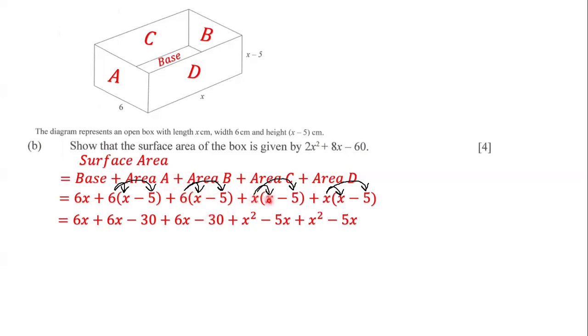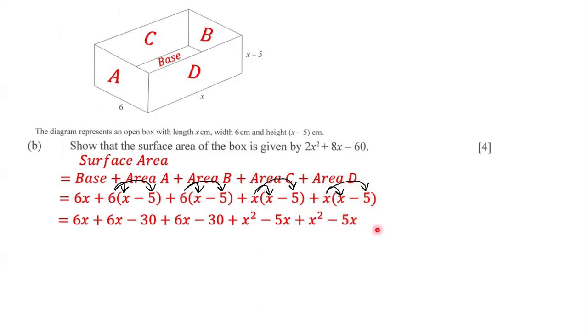Then we have x times x, and x times x is x squared. Then we have x times negative 5, and x times negative 5 is negative 5x. Then we have x times x, which is x squared. Then we have x times minus 5, and that gives us minus 5x.